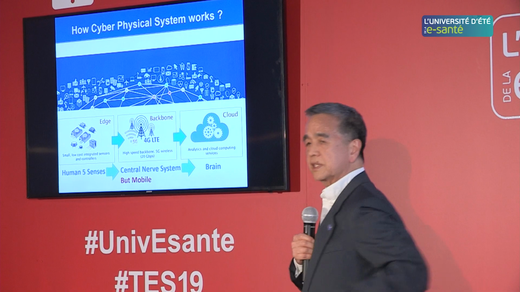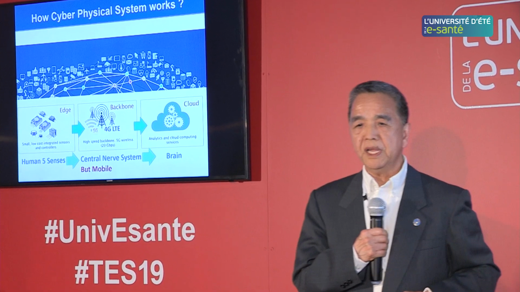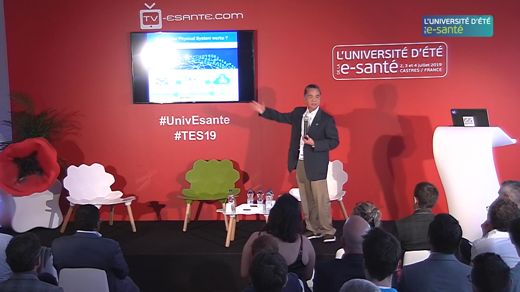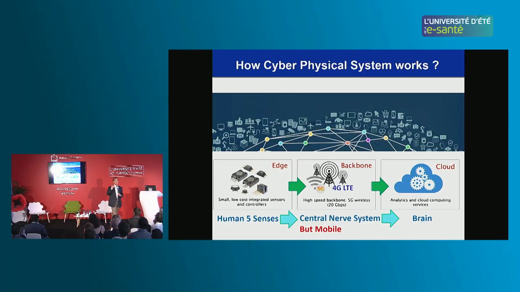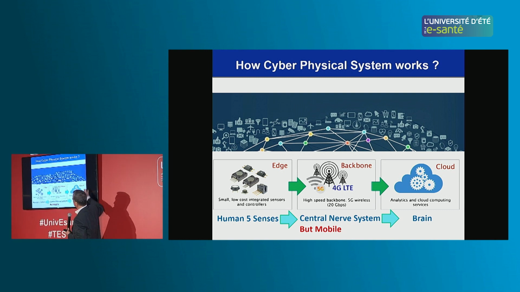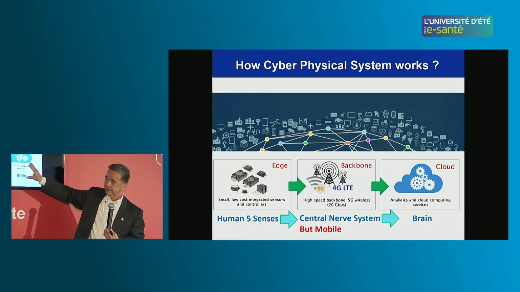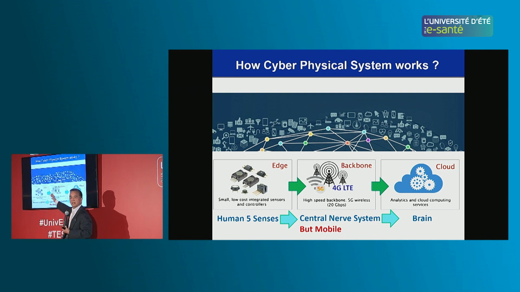A cyber-physical system consists of 3 major components. At the front end is the so-called edge. When we say edge, it means interfacing with the physical world, between the digital world and the physical world. That's the edge. And at the core of the cyber-physical system is the brain, the so-called cloud. And in between the edge and cloud is the backbone communications connecting them.